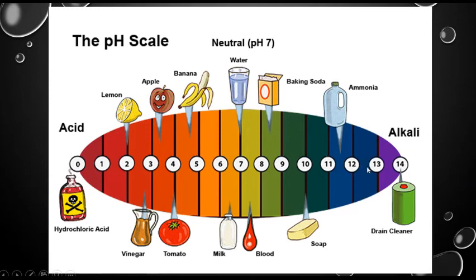But it's also important to note that if we're going down in the number of hydrogen ions, that means that we are going to see an increase in the number of hydroxide ions. And this pretty much wraps up your lesson over acids and bases and the pH scale.